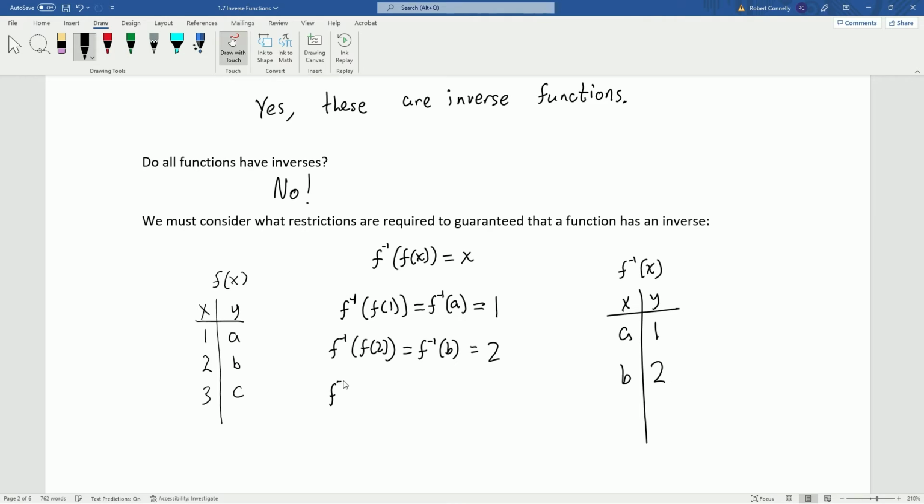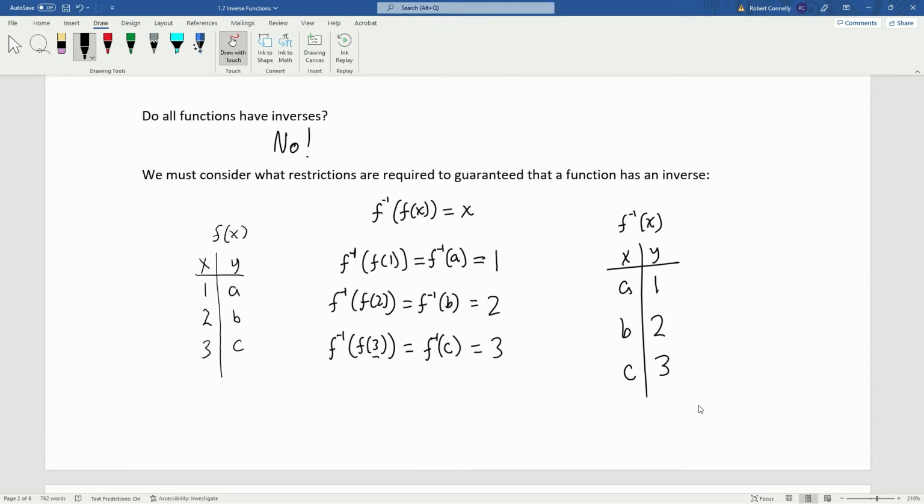All right, let's take a look at our last one, f inverse of f of 3. Okay, well that's f inverse of c, but this should be equal to 3, right? So f inverse of c is 3, so when my input is c, my output is 3. Okay, so let's think about what we see here between our inputs and outputs. So if a function has an inverse, the inputs and outputs switch.